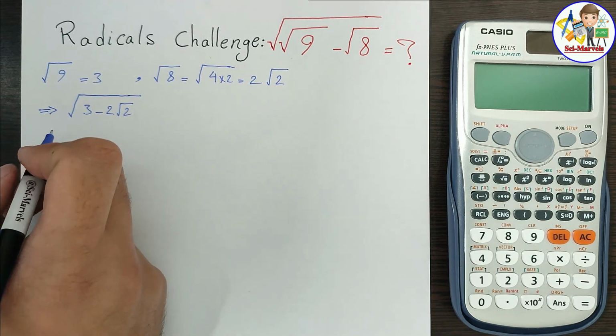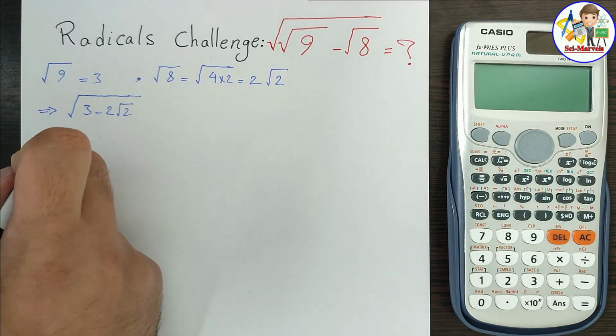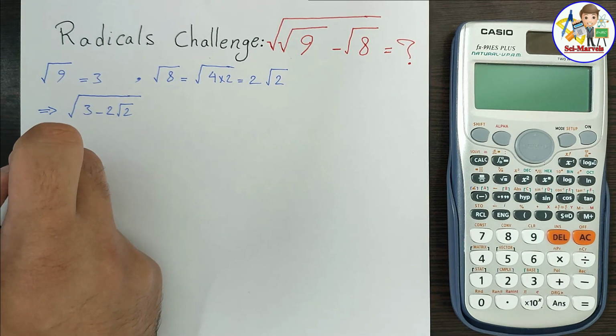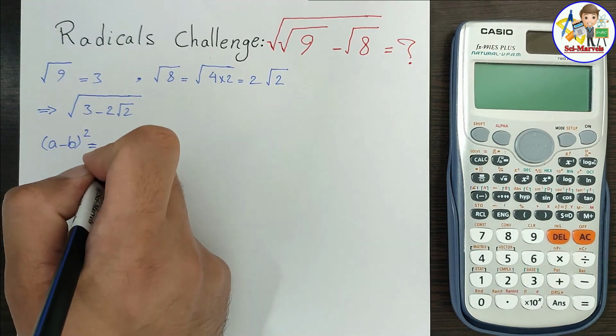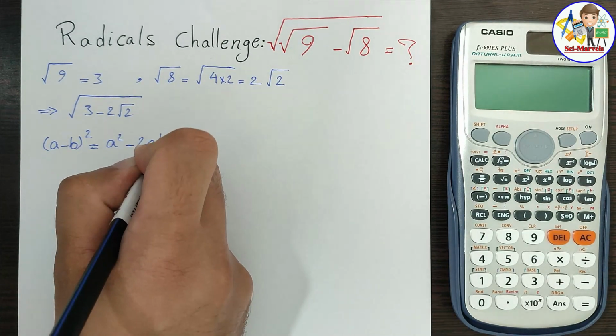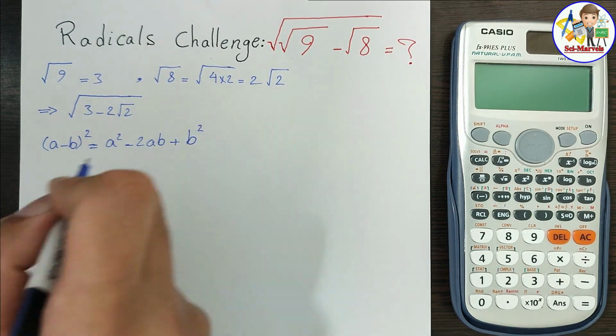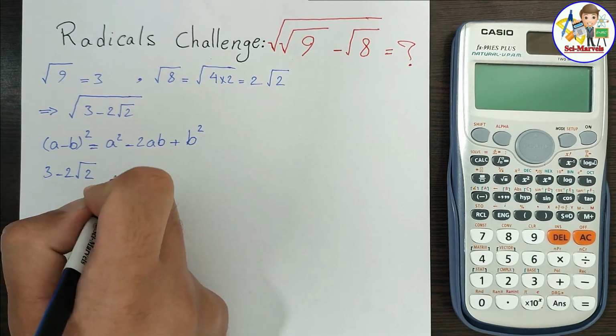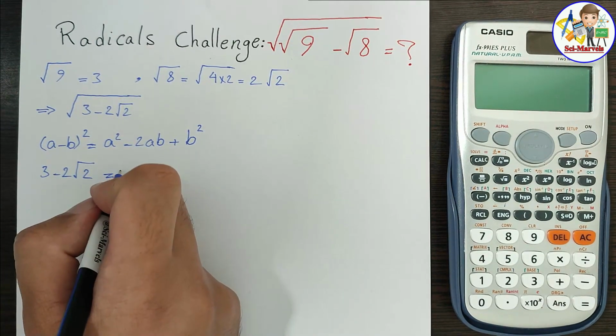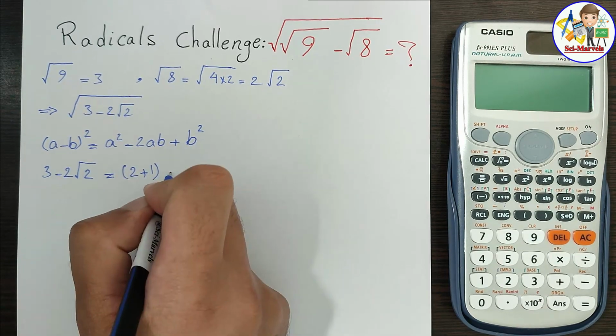Did you hear about the algebraic identity called the square of a binomial? Yes, that's our ticket here. A minus b squared equals a squared minus 2ab plus b squared. Also, 3 minus 2 times the square root of 2 can be written as 2 plus 1 minus 2 times the square root of 2.